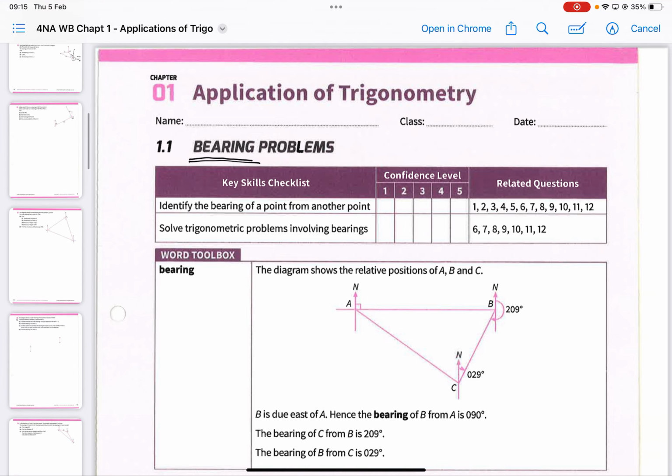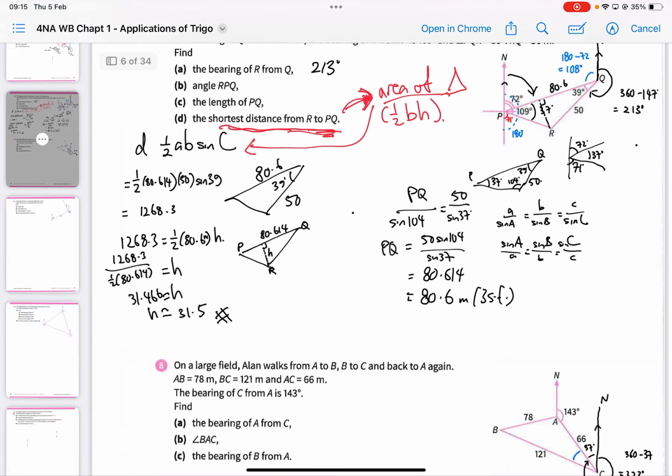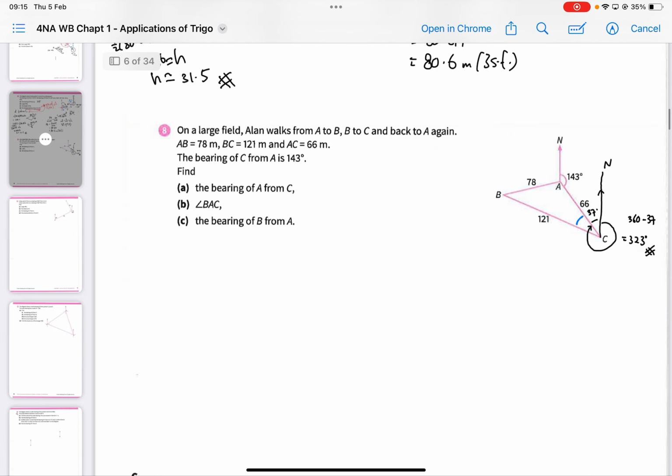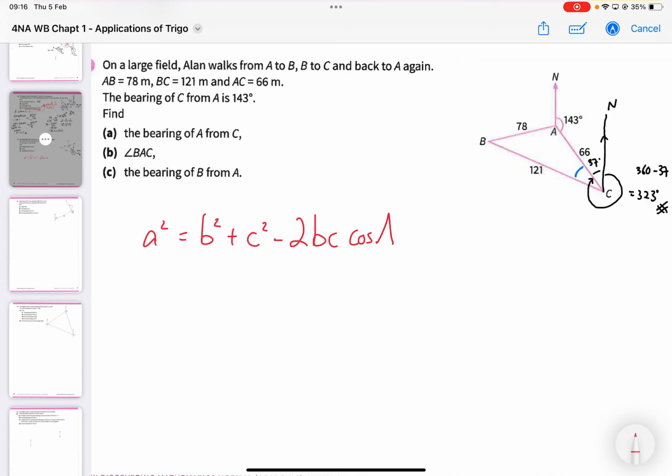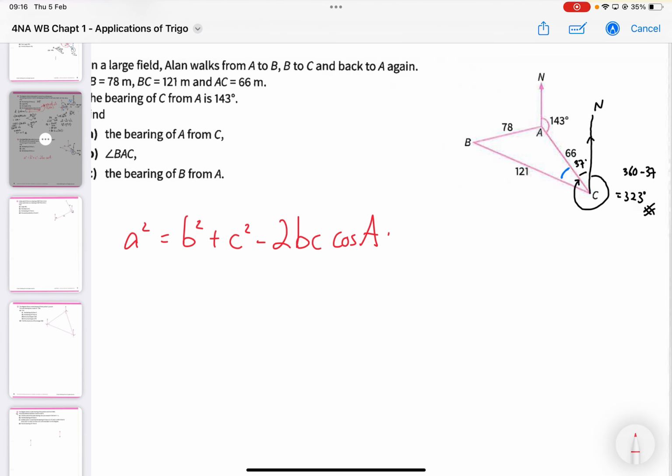Okay, so the difficulty of using cosine rule disappears already. a square equals b square plus c square. So you don't need to memorize cosine rule. The difficult part of using cosine rule is what value to put into which one. Which side is a, which side is b, which side is c, which angle is the A, this cosine of A.